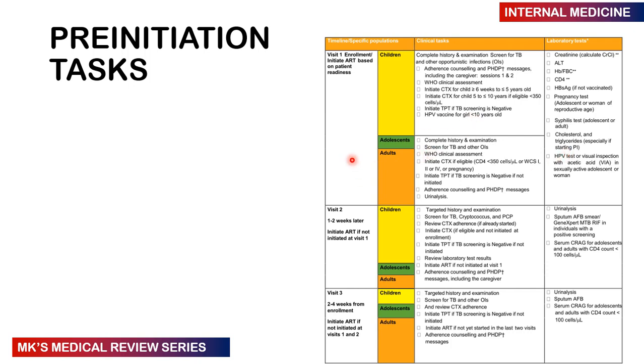Then, in the second visit, which is usually 1 to 2 weeks later, we can initiate them on ART if they are not yet initiated on ART at the first visit. So I want to get a targeted history and examination, screen for TB, screen for Cryptococcus, and screen for pneumocystis jirovecii pneumonia. Then, of course, review the adherence to cotrimoxazole if they started it at the first visit. Then initiate them on cotrimoxazole if they are eligible but did not start at the first visit, and TB prophylaxis if they didn't start it the first time.